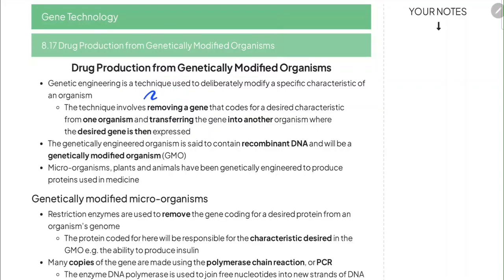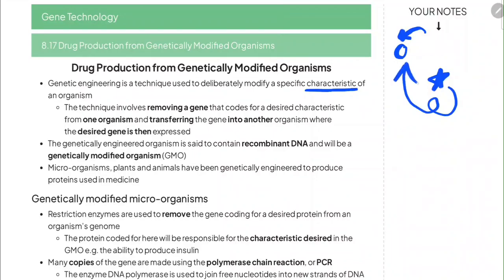So genetic engineering is a technique used to deliberately modify a specific characteristic of an organism. All we need is a characteristic that it's missing in this organism, and I'm gonna get it from another organism. Here we have one organism, and that's another, excuse the drawing. I want this to have a specific characteristic, so I'm gonna pass this gene from this organism to that organism so that it's gonna have a similar gene that helps it perform a specific function.